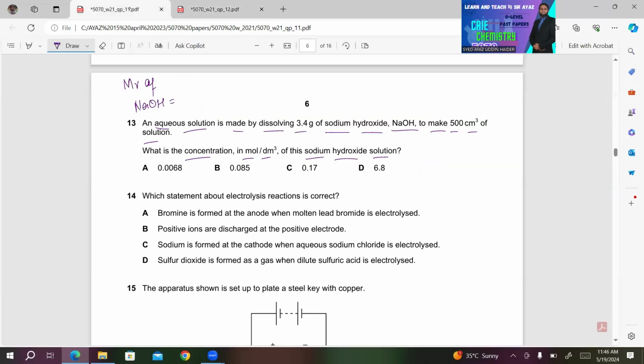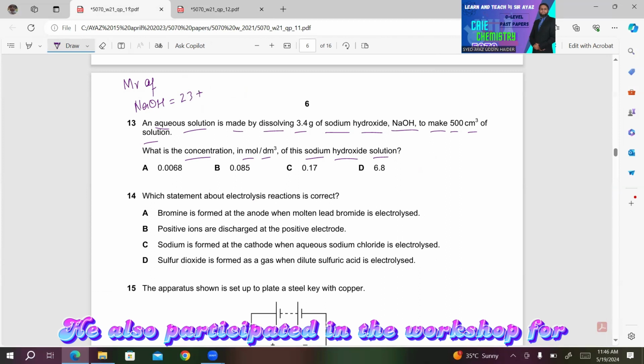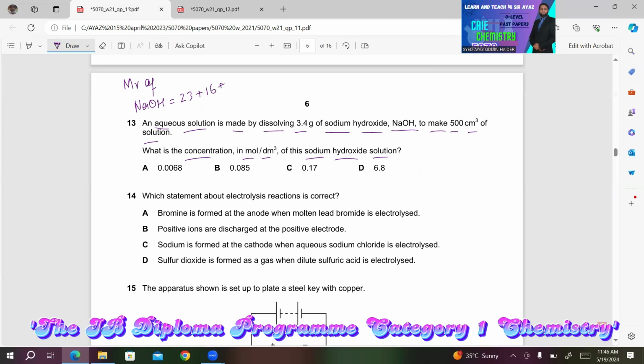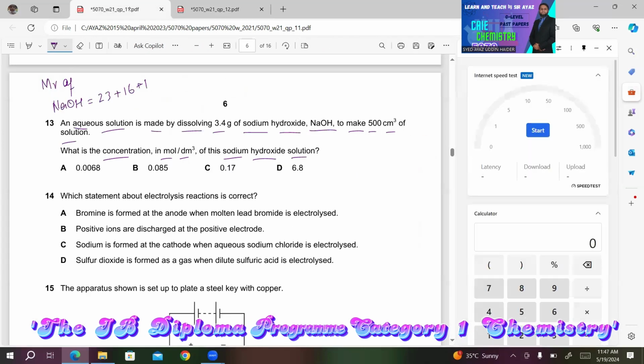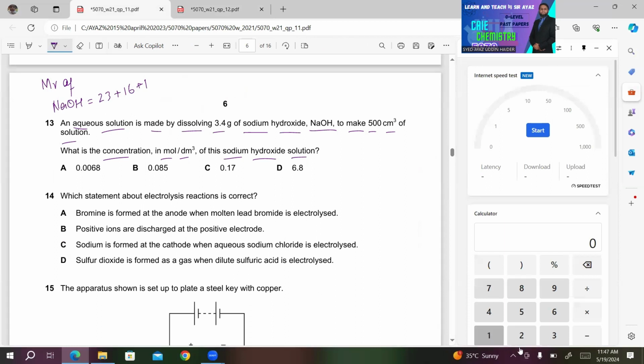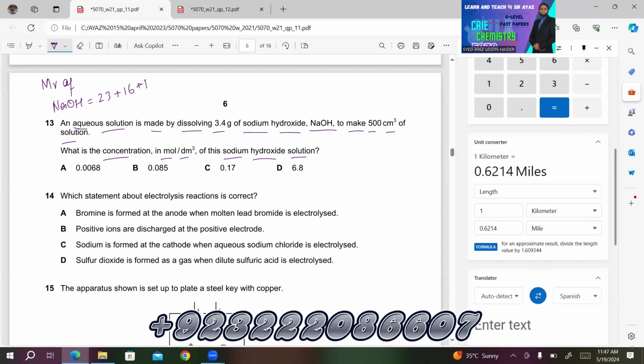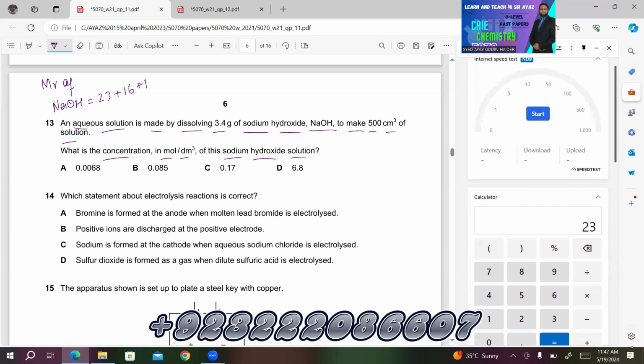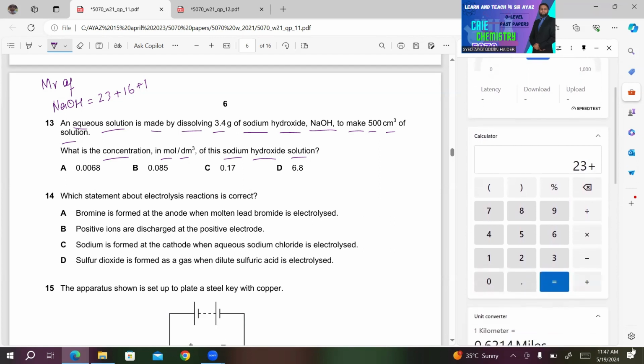So 23, as 1 atom of sodium is there, 1 atom of oxygen, so I will write 16, 1 atom of hydrogen, so 1. So 23 plus 16 plus 1 gives 40. 40 is the Mr of sodium hydroxide.